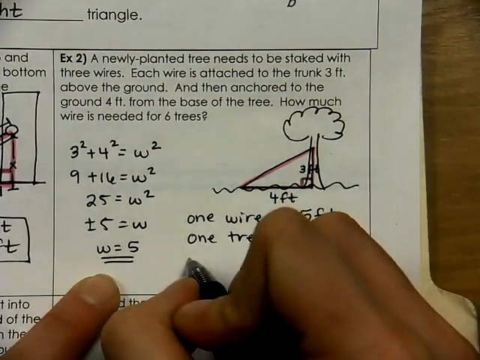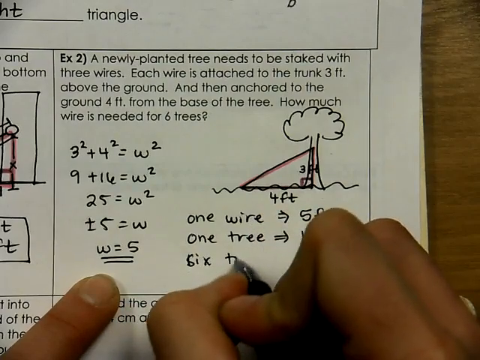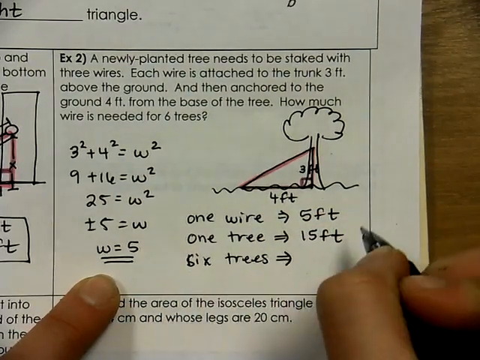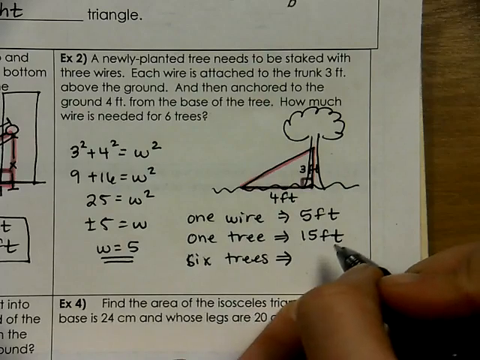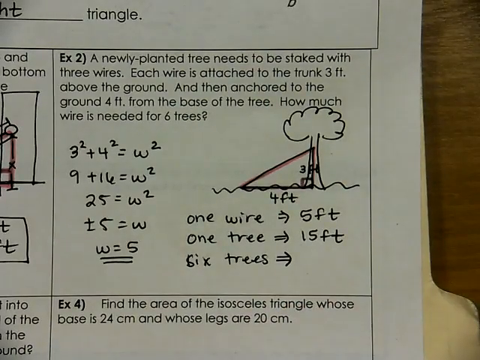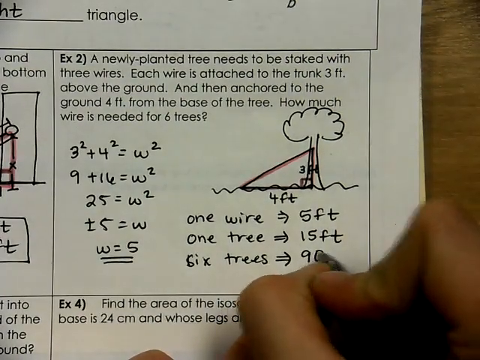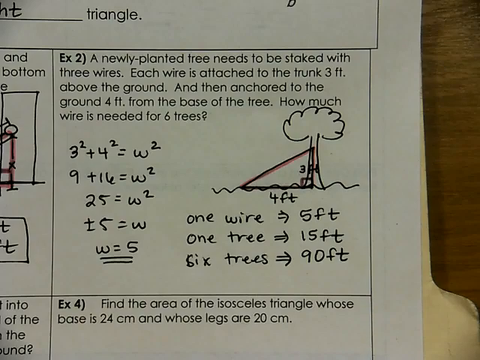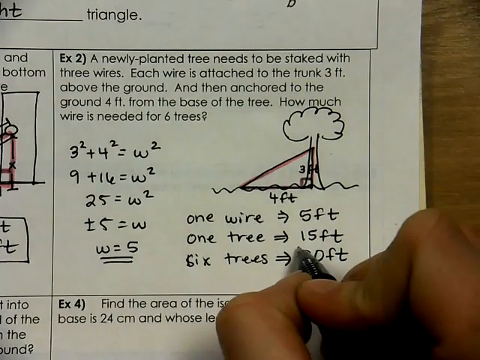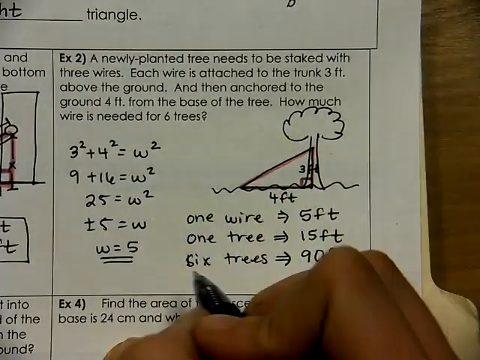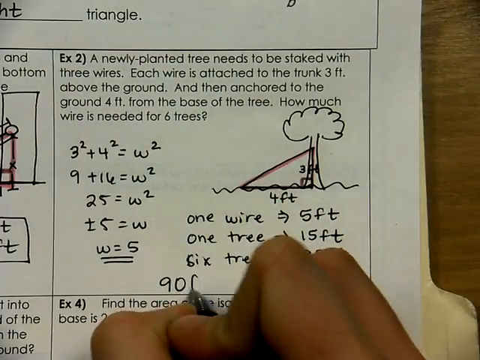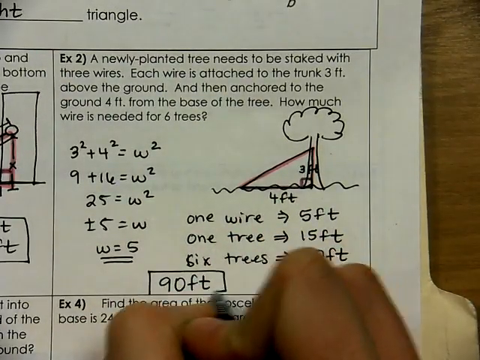But I want 6 trees, so I need 6 times that, 6 times 15. Well, 6 times 10 is 60. 6 times 5 is 30. 60 plus 30 is 90. I believe that's 90 feet, but I don't have a calculator on me right now. Yep, looks like that is 90 feet. So how much wire is needed for 6 trees? 90 feet, exactly.